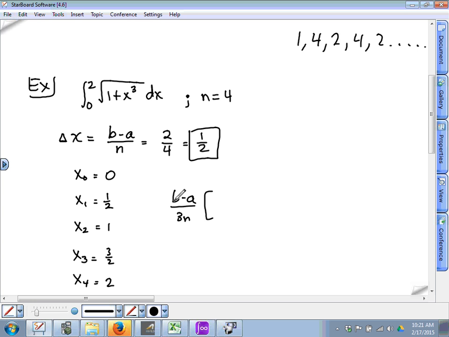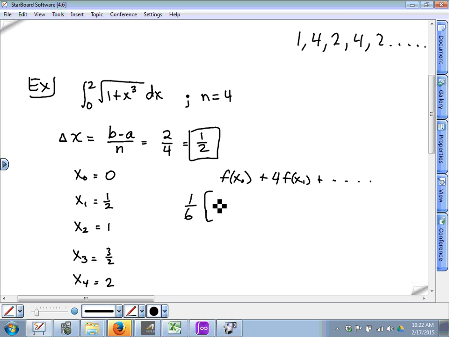Let's just say what's b minus a over 3n? It's 2 over 12, so we have a 1/6 right there. And remember, it goes f of x0 plus 4 times f of x1 plus... so what's f of x0? It's f of 0.